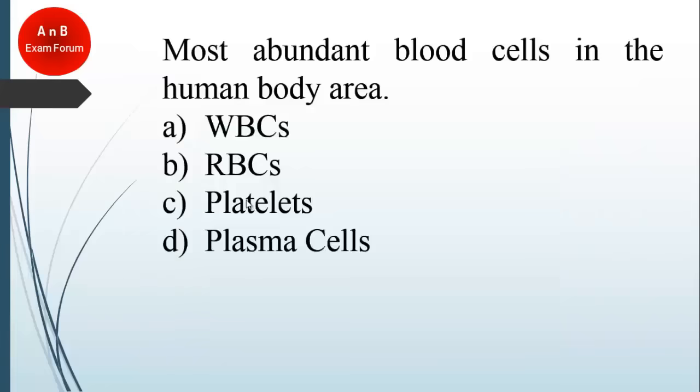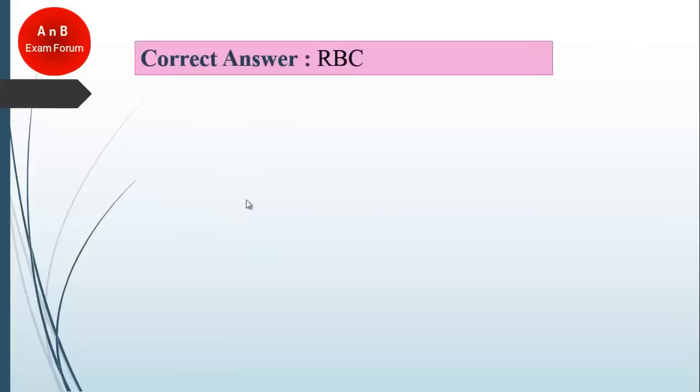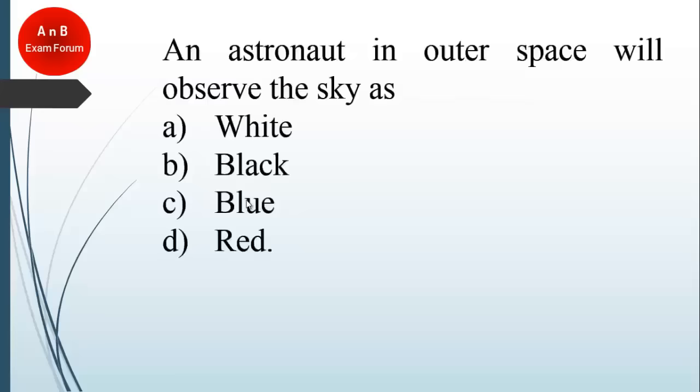Coming to the next question, it is related to biology. Which is the most abundant blood cell in the human body? WBC, RBC, platelet and plasma cell. Yes, student? This is a very simple one, red blood cells, with your blood pigment, are all over. WBC is also there, but in much lesser quantity compared to RBC, and it is similar with platelets. So the correct answer is RBC. This is very important, just remember this question by heart.